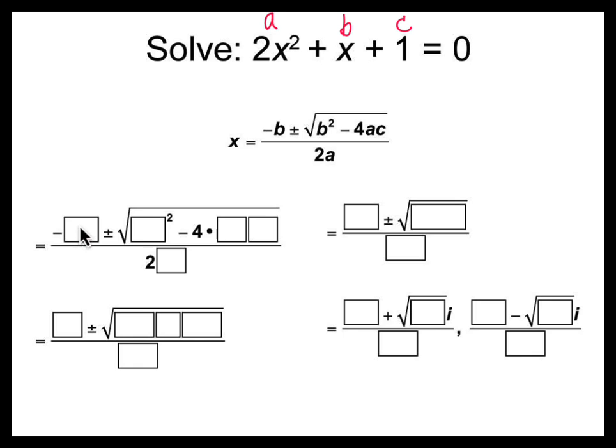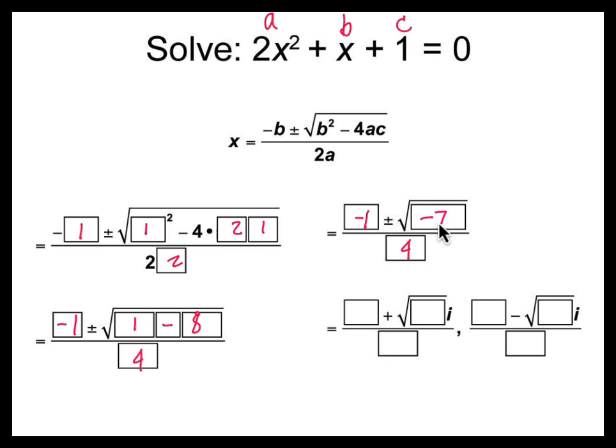So for b, we get 1, for b, 1, for a, 2, for c, 1, and for a, 2. Simplifying, we get negative 1 plus or minus the square root of 1, and then negative 4 times 2 times 1 is negative 8, so we get 1 minus 8 under the square root sign, and 4 in the denominator. Simplifying further, we get negative 1 plus or minus the square root of negative 7 over 4.